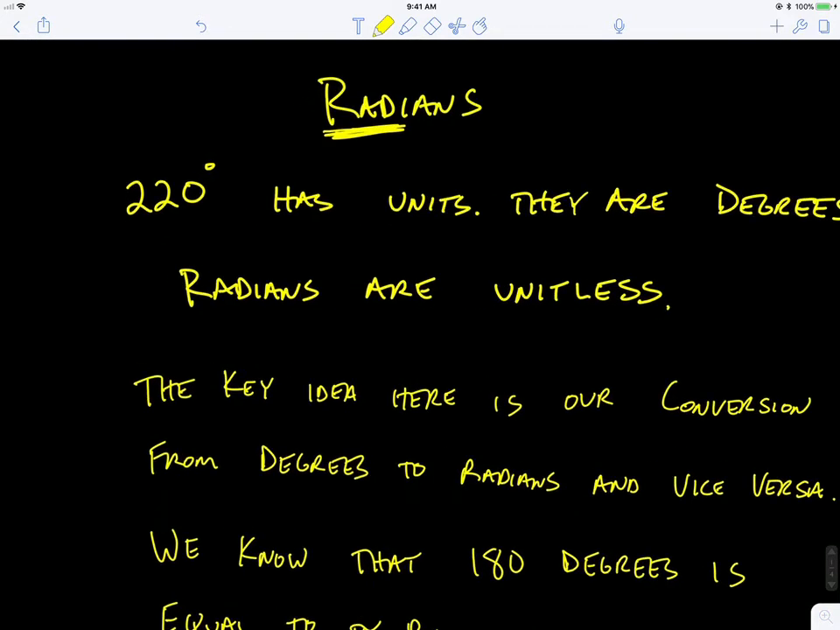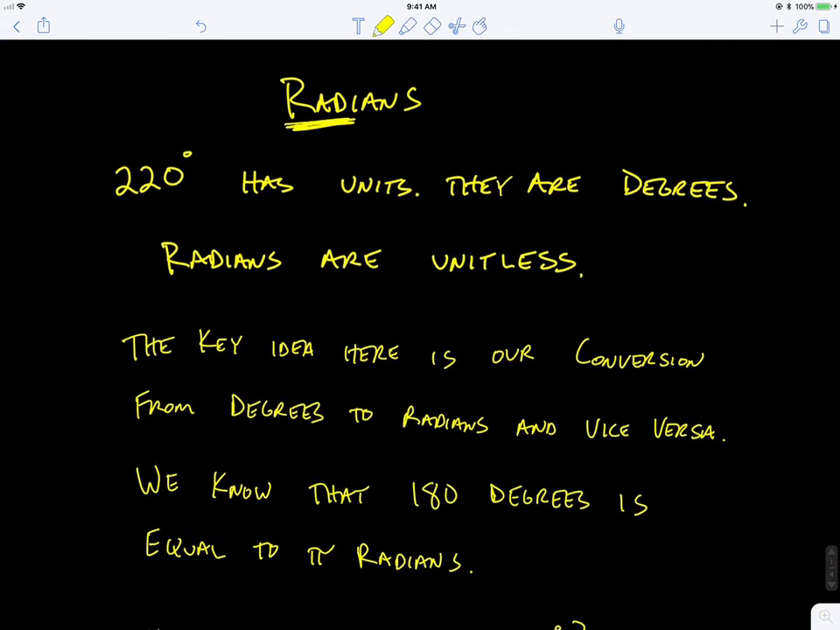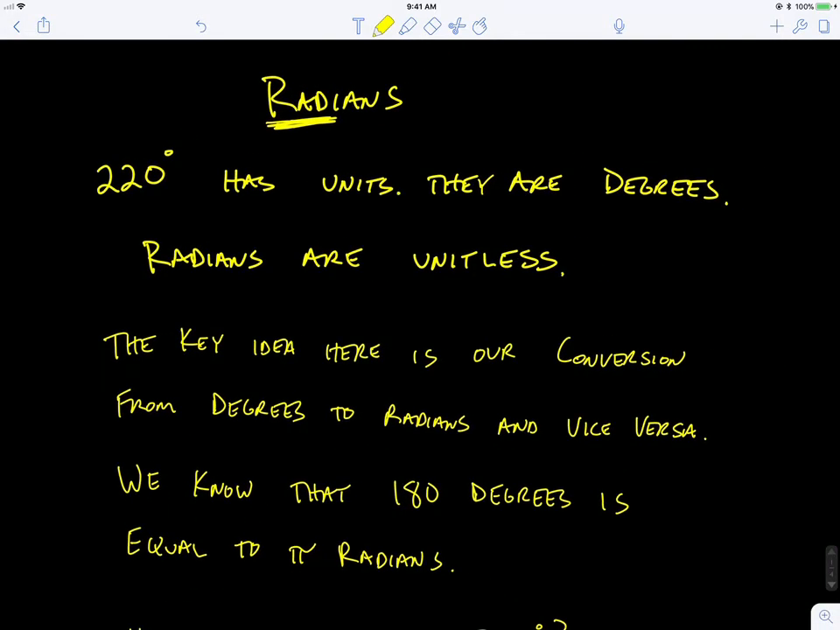But right now, we've been talking about the way to measure an angle in degrees. For instance, 220 degrees has units. The units are degrees. We don't always write it. We have this little symbol here for degrees. However, radians are unitless. Yes, we call them a radian, but it's not considered a unit. They do not have units. Again, when you learn about this in pre-calc, that will make a little more sense.